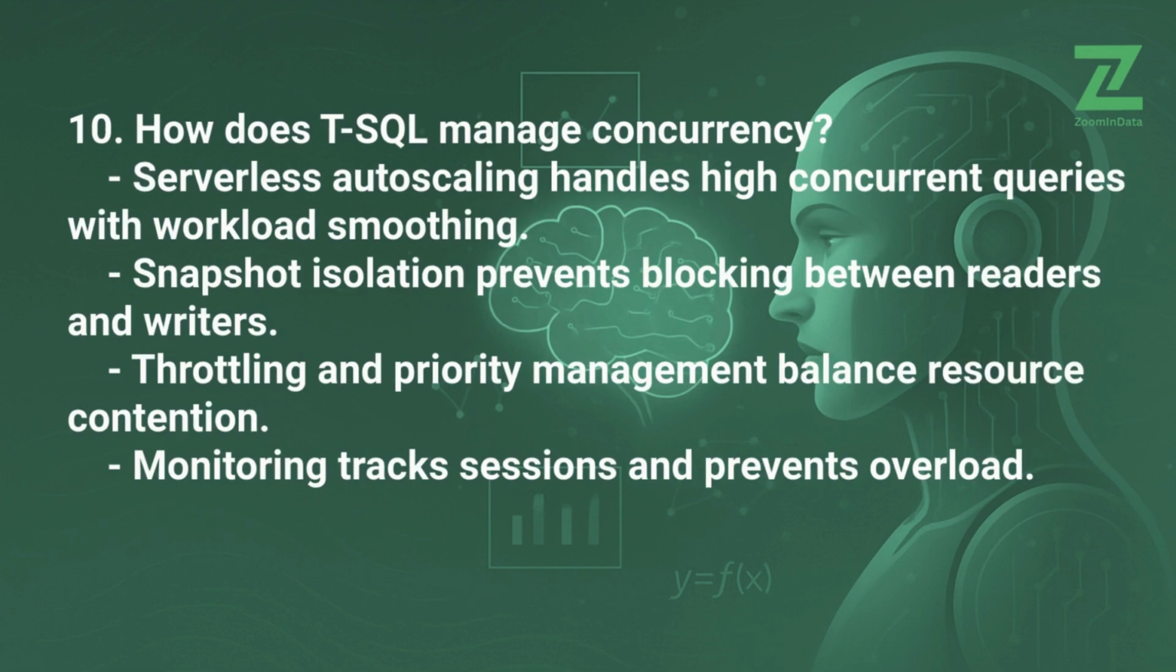10. How does T-SQL manage concurrency? Serverless autoscaling handles high concurrent queries with workload smoothing. Snapshot isolation prevents blocking between readers and writers. Throttling and priority management balance resource contention. Monitoring tracks sessions and prevents overload.